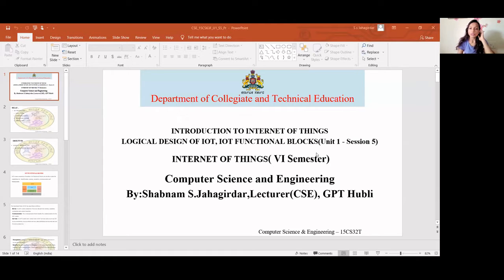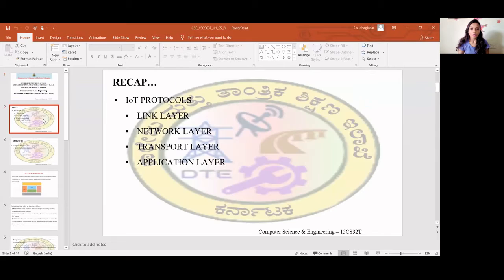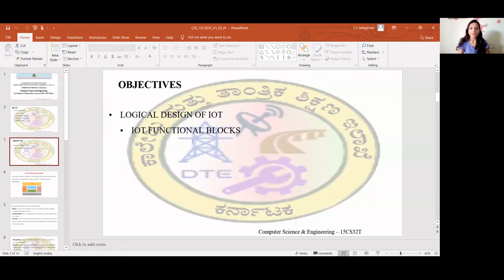We are continuing with unit 1, session 5, that is on logical design of IoT functional block. Logical design of IoT will start, but in that we will deal only with the IoT functional block. What we saw so far is physical design, in that IoT protocols. 4 layers were there, and the different protocols we have seen already. So in this logical design of IoT, only one topic we will see, that is the IoT functional block.